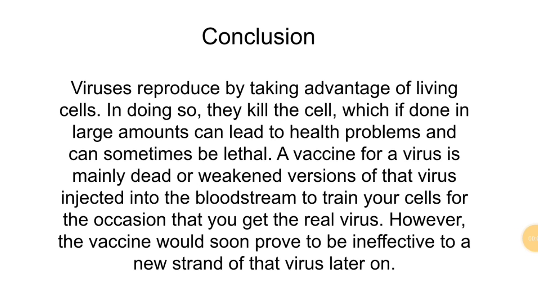Conclusion: viruses reproduce by taking advantage of living cells. In doing so, they kill the cell, which if done in large amounts can lead to health problems and can sometimes be lethal. A vaccine for a virus is mainly dead or weakened versions of that virus injected into the bloodstream to train your cells for the occasion that you get the real virus. However, the vaccine would soon prove to be ineffective to a new strand of that virus later on.